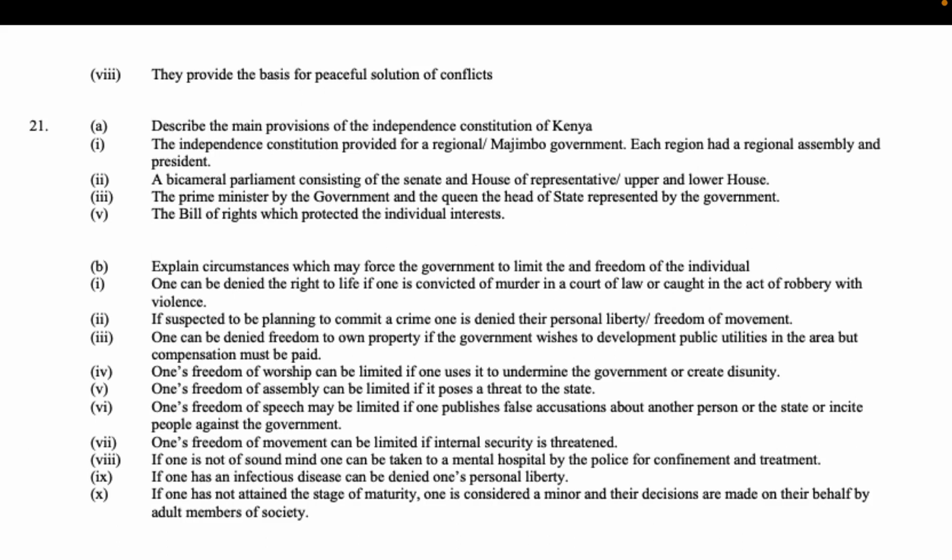Six, one's freedom of speech may be limited if one publishes false accusations about another person or the state or incites people against the government. Seven, one's freedom of movement can be limited if internal security is threatened. Eight, if one is not of sound mind, one can be taken to a mental hospital by the police for confinement and treatment. Nine, if one has an infectious disease, one can be denied personal liberty. Ten, if one has not attained the age of maturity, one is considered a minor and their decisions are made on their behalf by adult members of society.